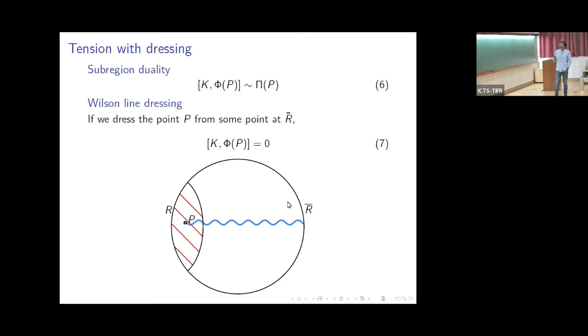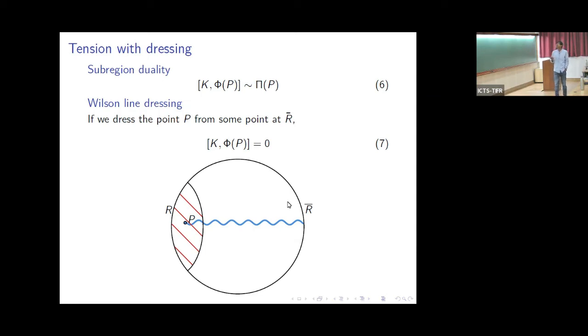So two different approaches are giving us different results. So this is a sharp tension between the Wilson line dressings and subregion duality. We still don't have any sharp answer about this.